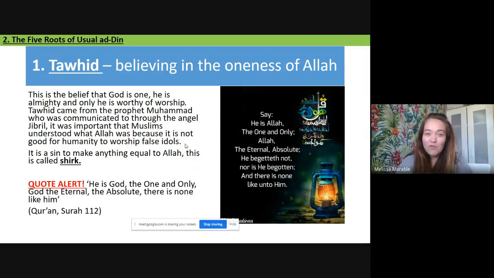Quote alert, remember quotes are really, really important, guys, for your C question and your D question in your exam. He is God, the one and only, God the eternal, the absolute, there is none like him. And again, this is going to be such a handy quote to have for the other topics in the paper.